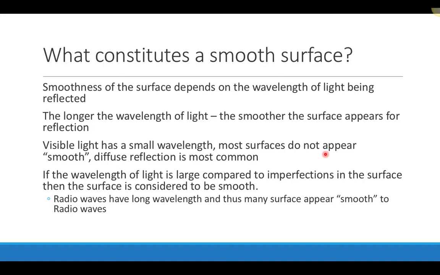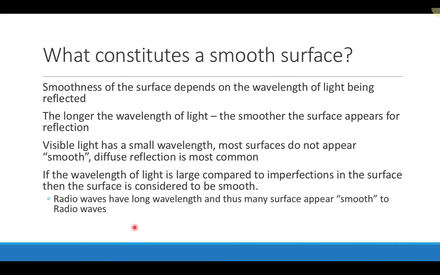If you take a flashlight in a dark room and you shine it against a wall, the light just kind of spreads out all over the place. But in general, if you shine it on a mirrored surface, it would be considered more smooth. So how do we determine whether the surface is going to be smooth or considered rough?